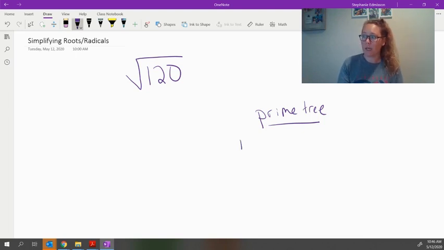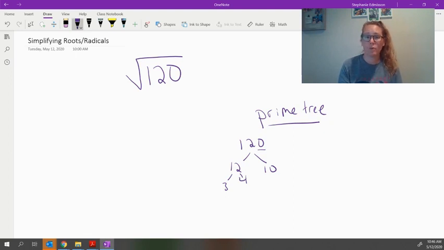So for 120, I know that 120 ends in 0, and any number that ends in 0 has to be divisible by 10. So if I take 120 and divide it by 10, I get 12 times 10. So I have 12 and I have 10. Now, neither one of these is a prime number, so I need to keep going. 12 can be divided into 3 and 4. It can also be divided into 2 and 6. Either way, you're going to wind up with the same thing.